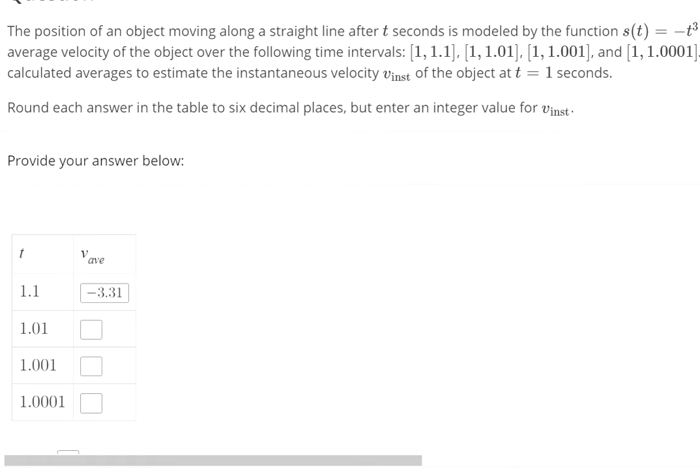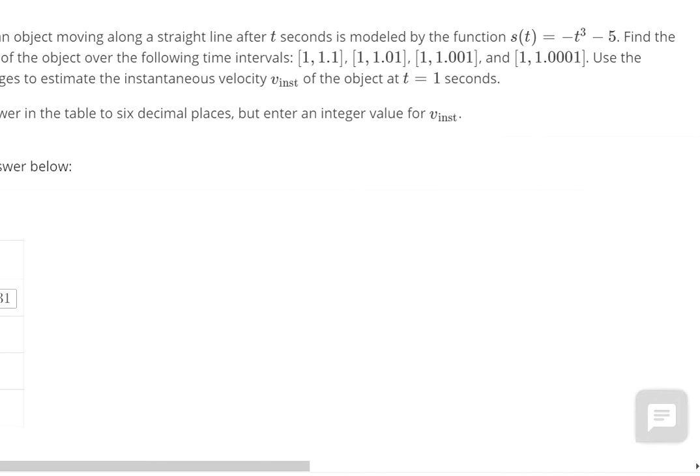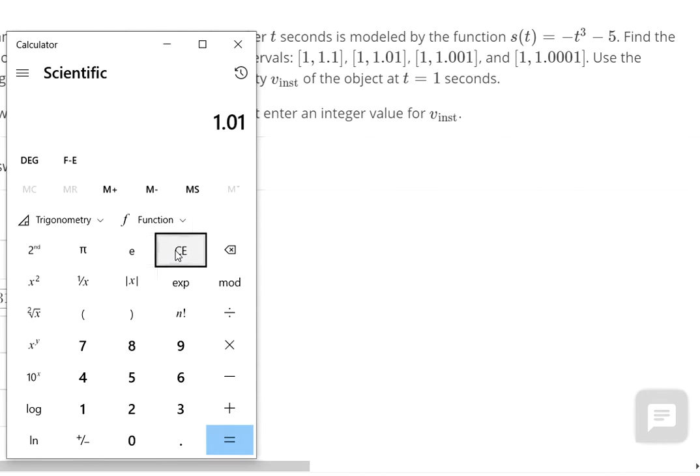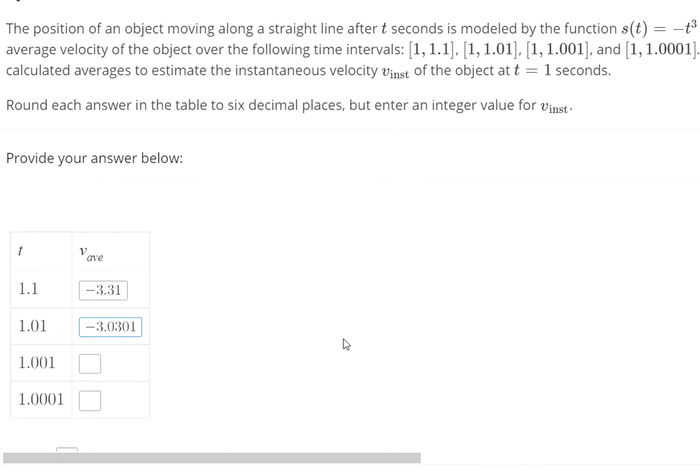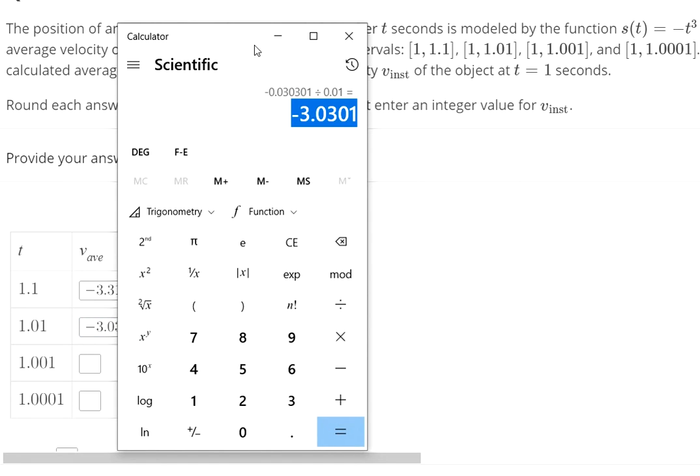And you'll just want to continue like that. Okay. Now we're using t equals 1.01. So we need the y value that corresponds to that. So raise that to the third power. That's negative, and then subtract 5 from it. So there's our y value. We got to subtract that from the y value when t equals 1. So subtract that by the negative 6. And then divide that by the distance between these 2 points. 1.01 minus 1 is 0.01. So we get negative 3.0301. So you can probably see where this is going. Getting closer and closer to a slope of negative 3.